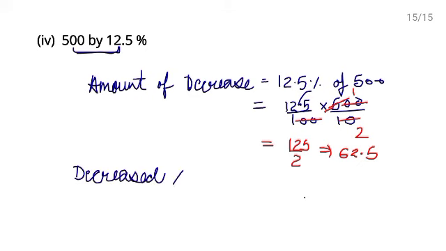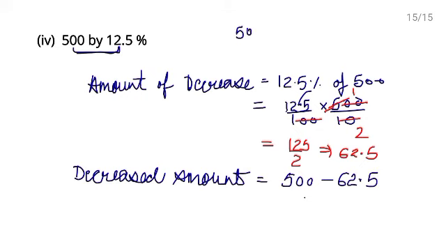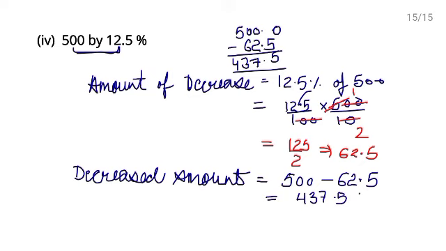decreased amount, or you can say decreased value, decreased number. So from original one decrease के लिए क्या करेंगे subtract 62.5. You know how to subtract decimal numbers. 500.0 minus 62.5. 10 minus 5 is 5, 9 minus 2 is 7, 9 minus 6 is 3 and this is 4. So you are getting 437.5. This is your answer.